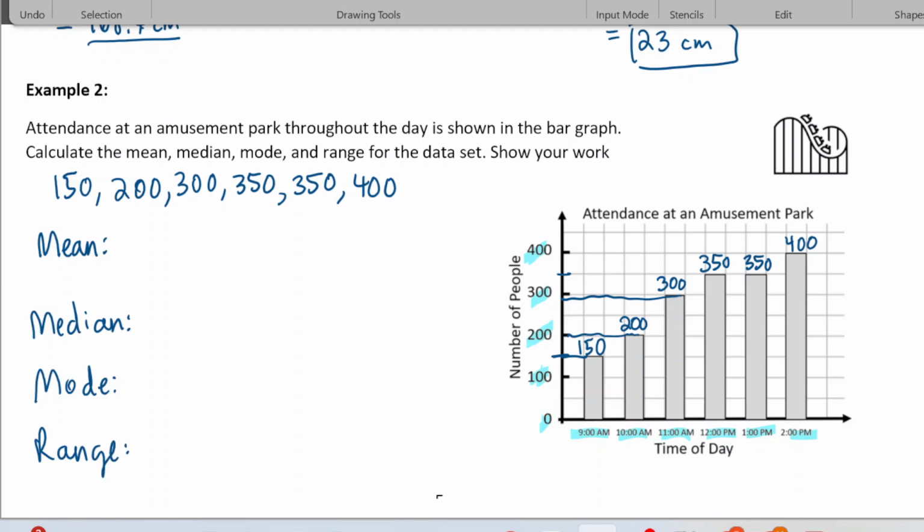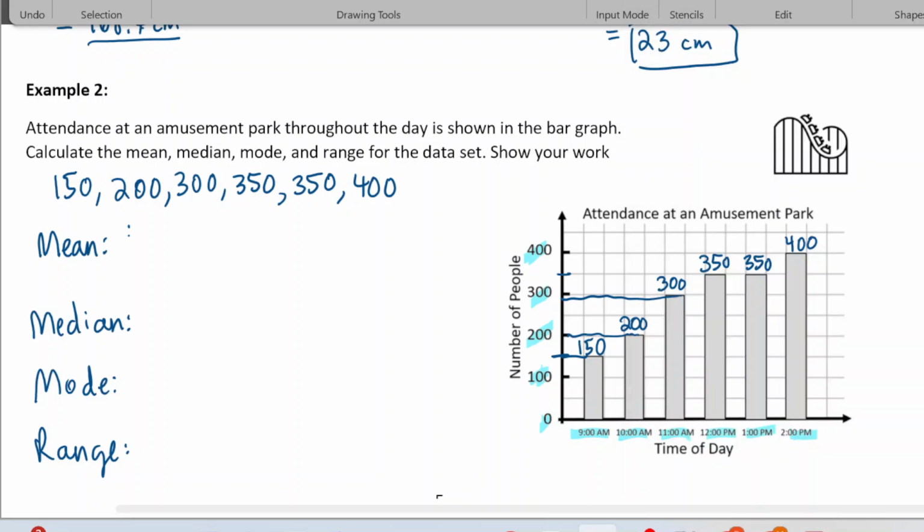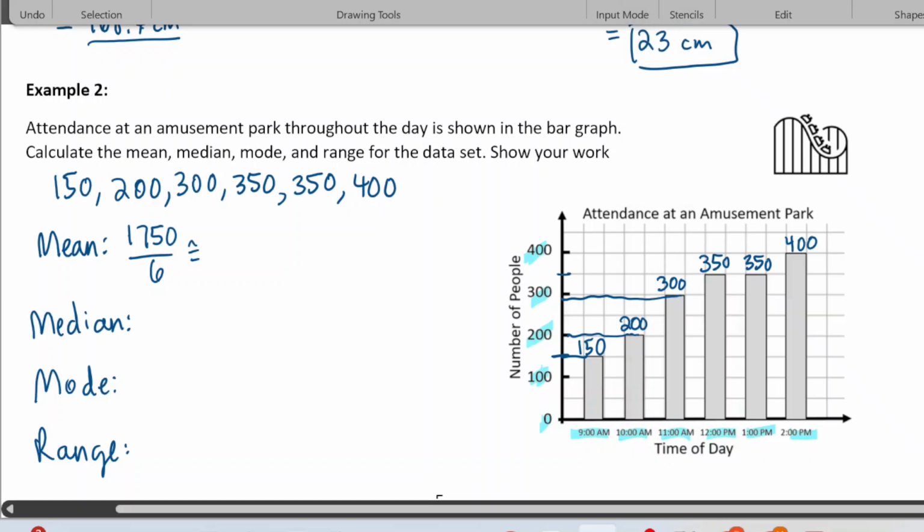Okay, so mean, I'm going to add up all of those numbers. 150 plus 200 plus 300 plus, oops, forgot the zeros there. There's 2 350s, so I'm timesing it by 2. 1750. And there are 1, 2, 3, 4, 5, 6 data points. So I'm dividing that by 6. 291.6. I'll round it to about 292.